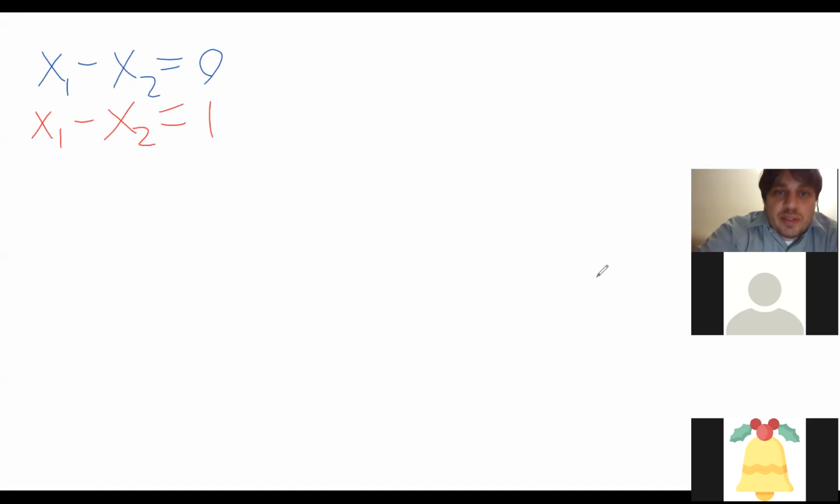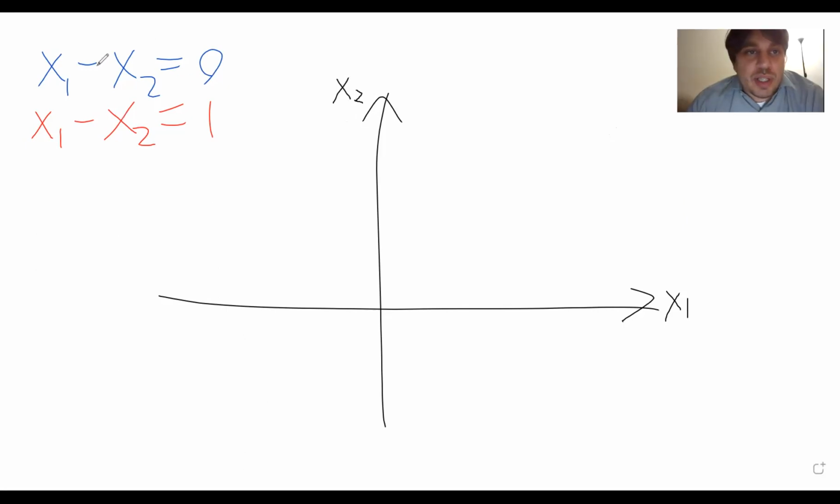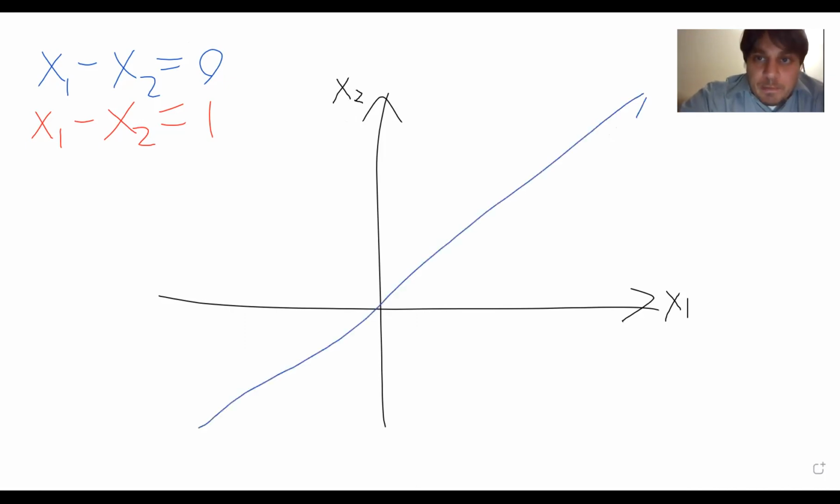If you represent each of these equations by lines in the xy plane, then x1 minus x2 is equal to 0. We're using x1 and x2, so here's x1 and here's x2. Okay, so x1 minus x2 equals 0. That has the same solutions as the equation x1 equals x2. And so x1 equals x2 is like y equals x. It's just going to go across like that, going through the origin.